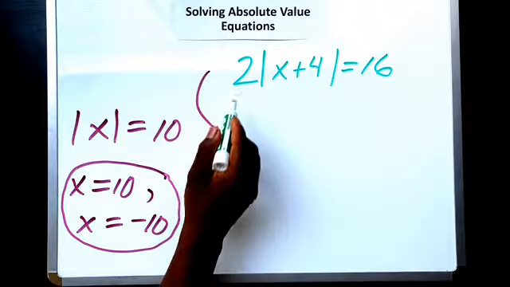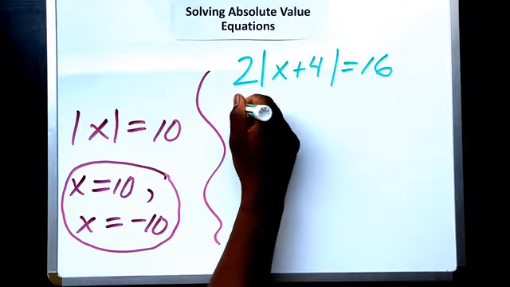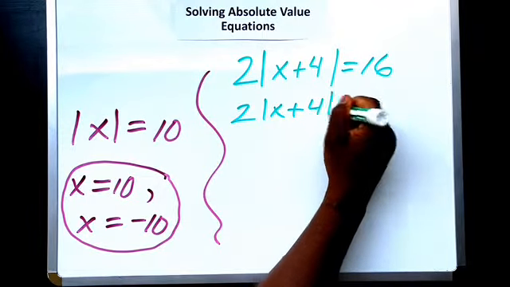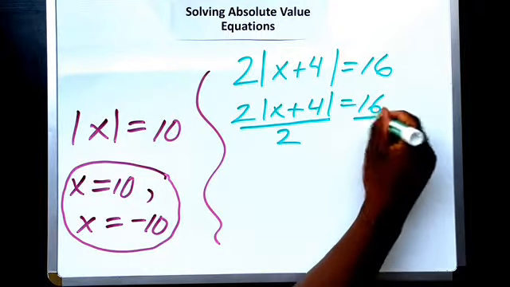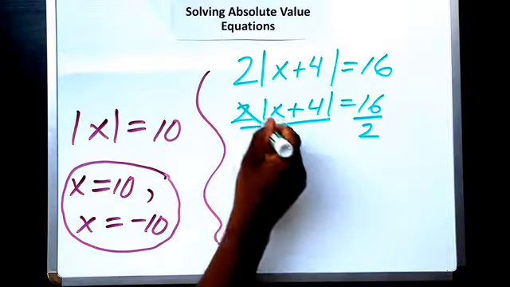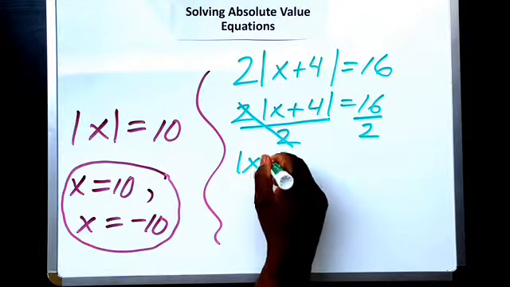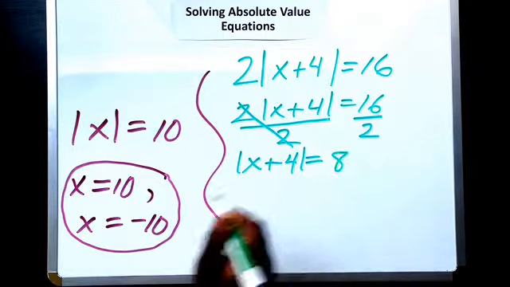First thing we want to do is get rid of the 2. Okay, so instead of multiplying both sides by 2, we can divide both sides of the equation by 2. So I'm going to rewrite this again. 2 times the absolute value of x plus 4 equals 16. And I'm going to divide this side by 2 and divide this side by 2. We're simplifying this equation. When I do that, 2 divided by 2 is 1. So then I bring down the absolute value of x plus 4 equals 8.